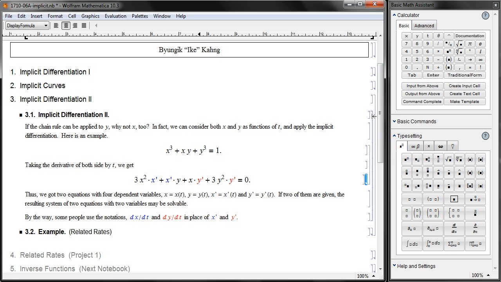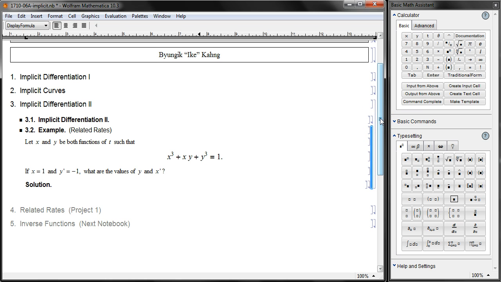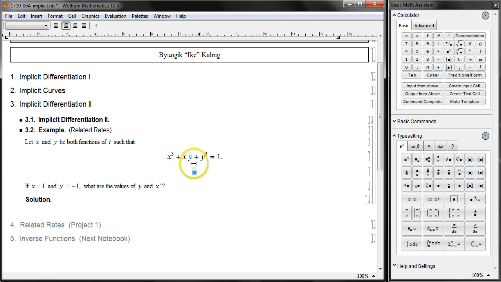And here's an example. Related rates. Why related rates? Because these rates, x prime and y prime, are related to each other. Here we go. We have an implicit relation, the same relation we saw before: x cubed plus xy plus y cubed is equal to 1. And here's the problem. x equals 1 and y prime is negative 1, and we have to find y and x prime.